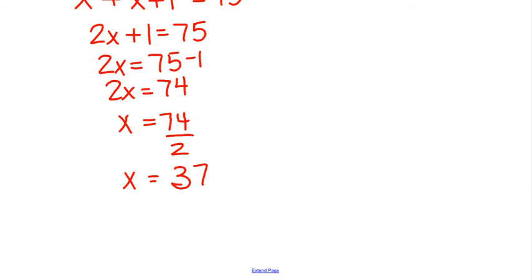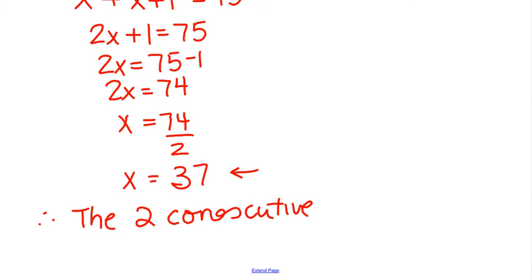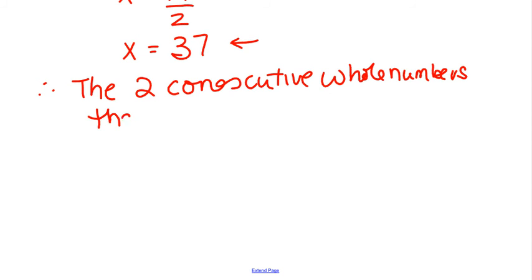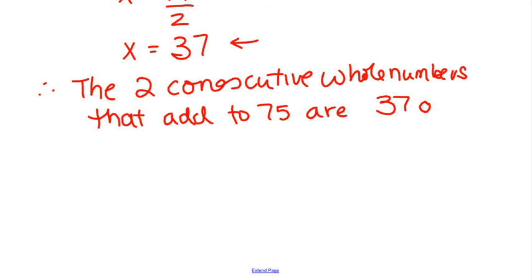Now again, I want to state that if you find that value in any word problems, finish off the fourth step of stating what the answer is. So this is your first number. How do you find the next number? It's 2 consecutive. So therefore, the 2 consecutive whole numbers that add to 75 are 37 and 38.